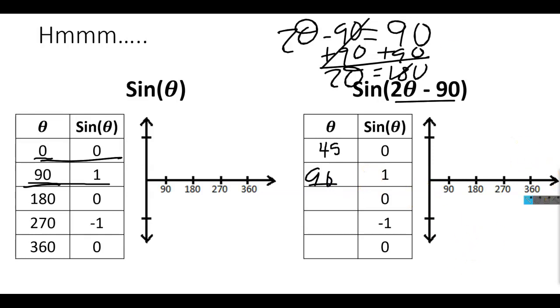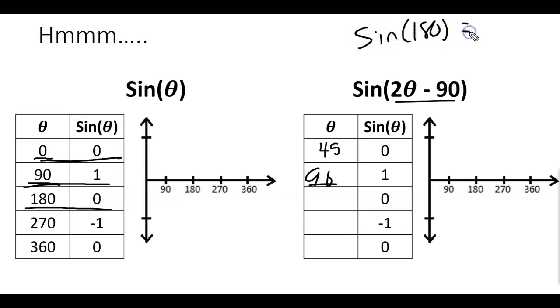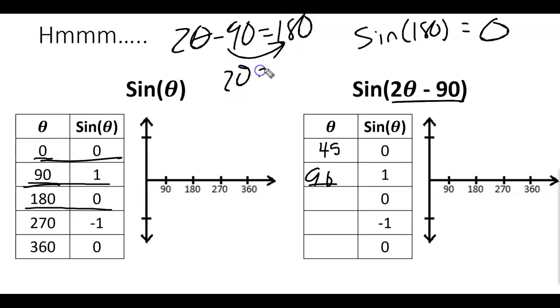So let's try that again with the next one. So for the next one, I know that sine of 180 equals 0, right? So I want this to equal 180. 2 theta minus 90 equals 180. So I'm going to add 90 over there. That's going to give me 270. And then I'm going to divide by 2. And that's going to give me 135. So now if I plug in 135 to this function, I get 0.